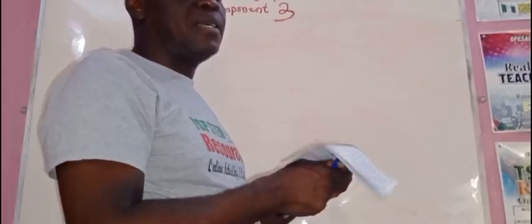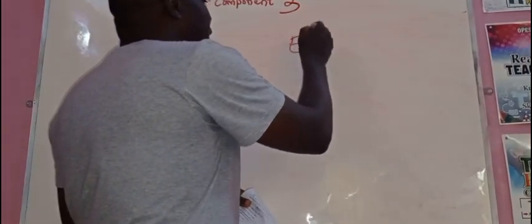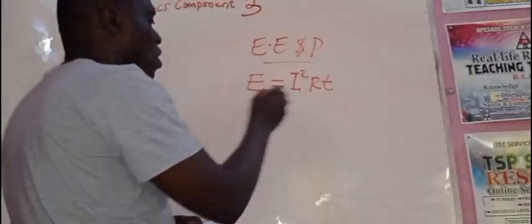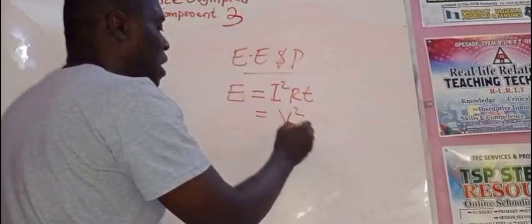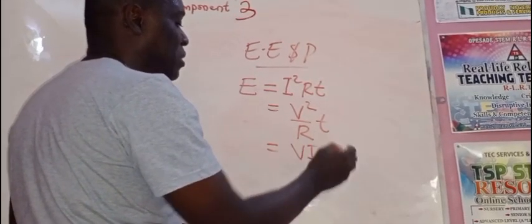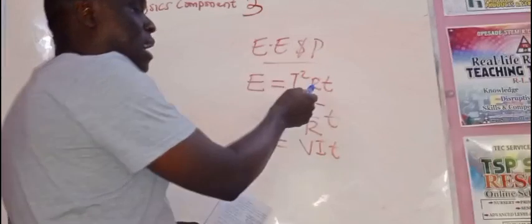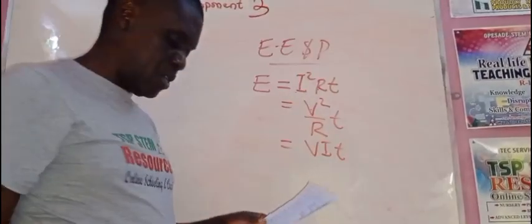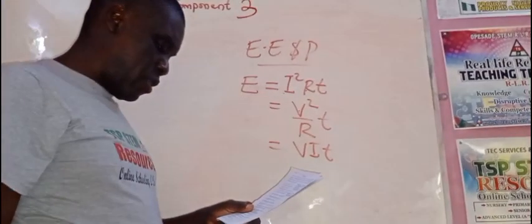Now, find the heat in joules produced in an electric coil of resistance 15 ohm when the current of 5 ampere flows through it. Okay? So we have electrical energy and power. Now, electrical energy E is I squared R times T, or V squared over R times T, or V I times T. I is electric current, R is resistance, T is time, V is voltage.